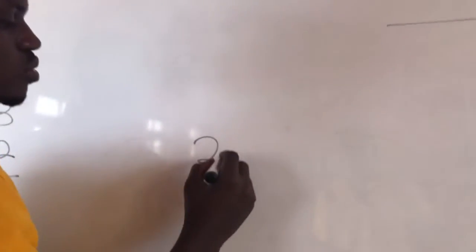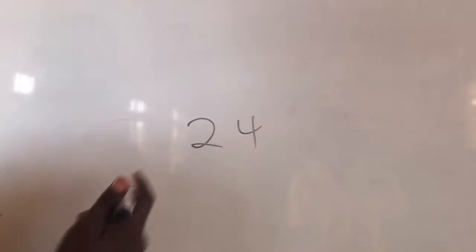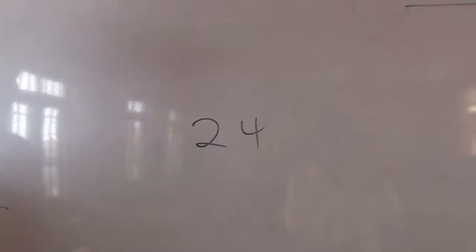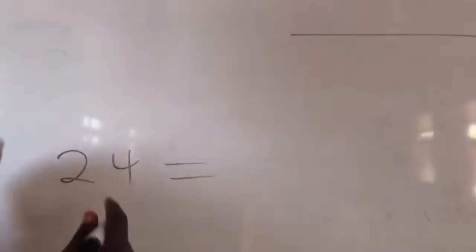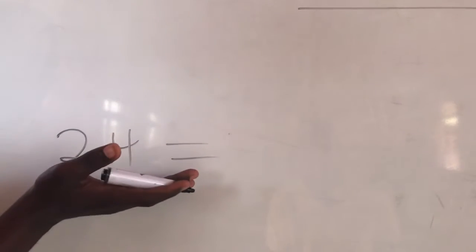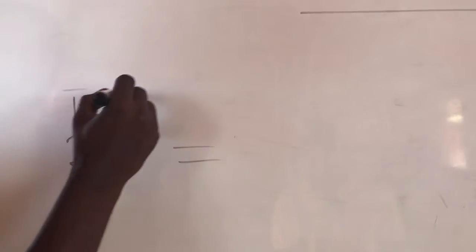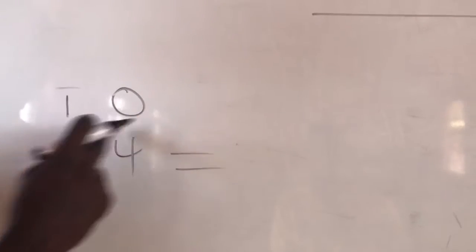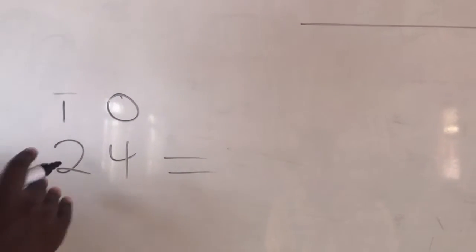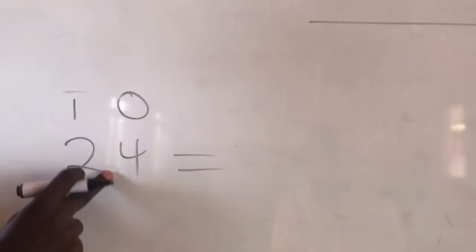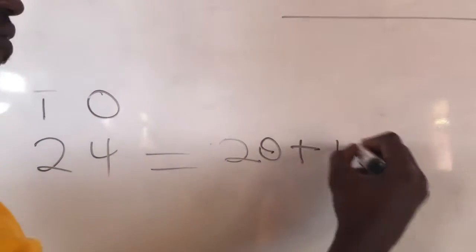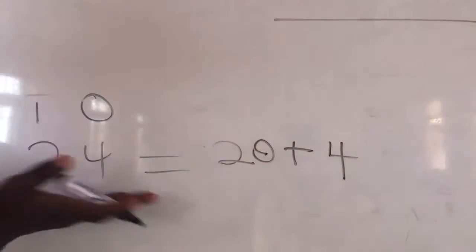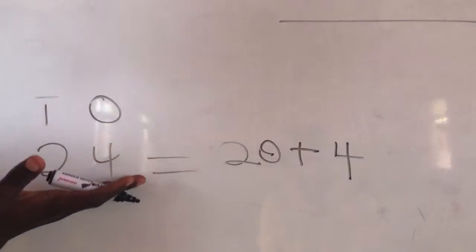For instance, I have 24, and I ask you to expand this. What I'm saying is, break them down. We have 24. That means this is in tens and what? Ones. So what do we have here? 24. The tens for this is what? 20 plus what? 4. So we have expanded 24.